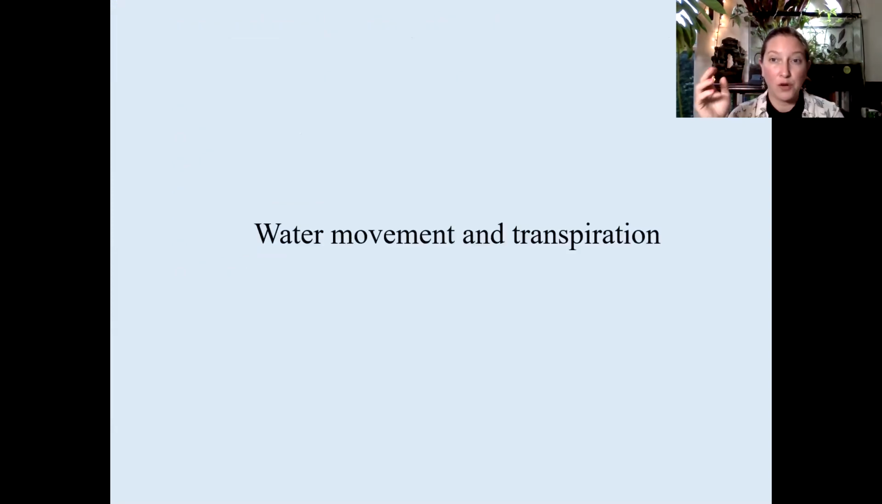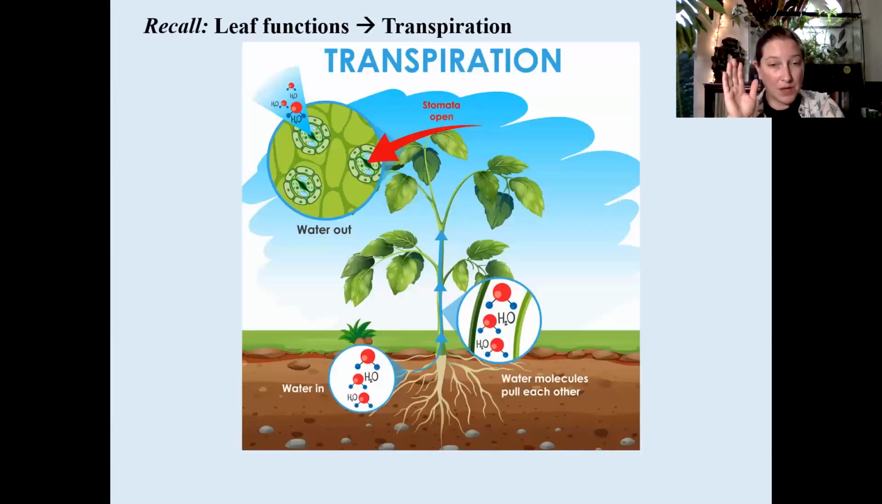Let's talk first about water movement and transpiration. Like I said, some of this is going to be a bit of a review. We should already know what transpiration is by this point. We've talked about transpiration quite a bit in the other lectures, including the leaf lecture. I think we maybe even talked about it during the root lecture. So we definitely did. And we may have even talked about it briefly in the stem lecture. So we already know what that is.